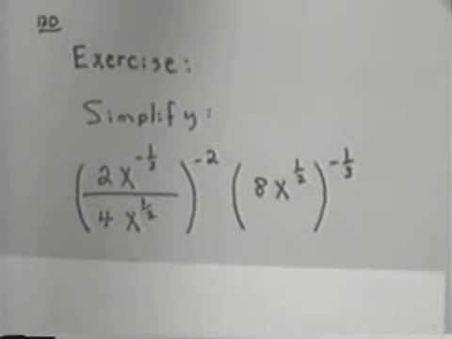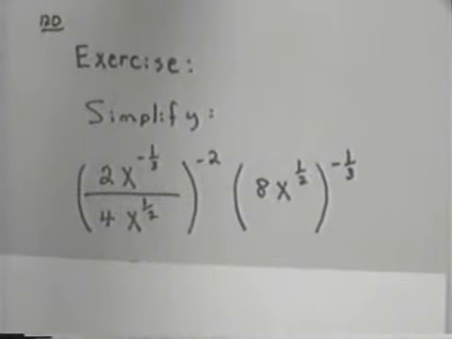Since these problems are so long, I'm just going to give you one problem as your exercise. But it is a doozy. Simplify 2x to the negative 1/3 divided by 4x to the 1/2, all raised to the negative 2 power, times 8x to the 1/2 raised to the negative 1/3 power. As soon as you get the problem copied down, stop the tape, work the problem, and then restart the tape to check your answer.